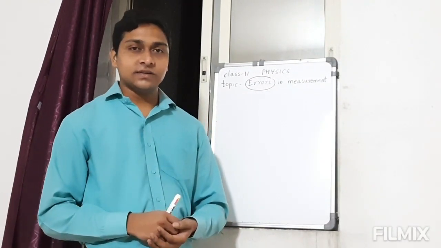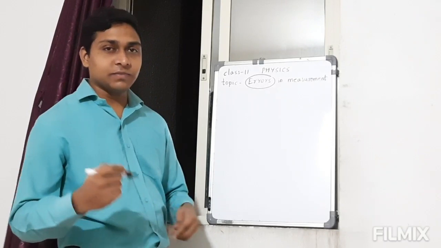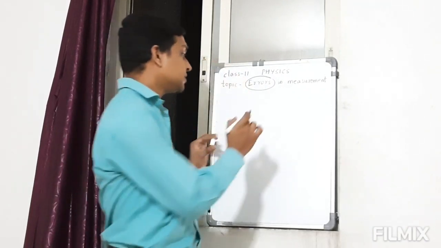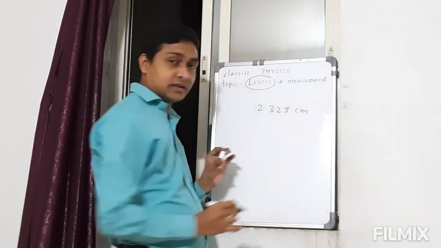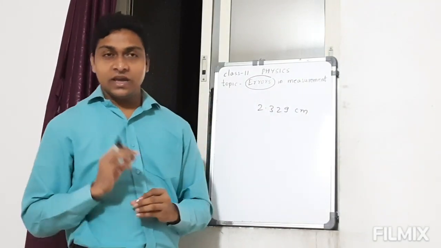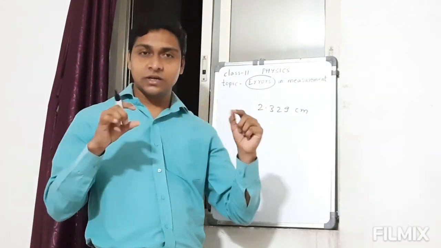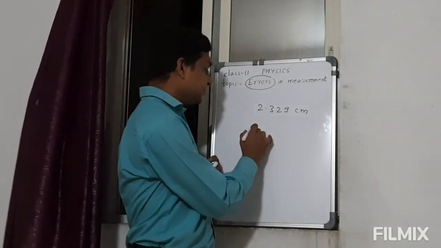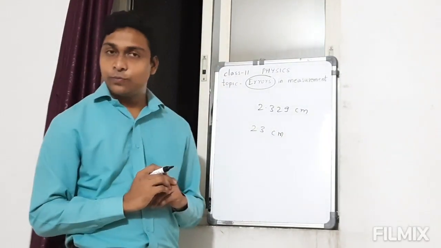One more thing is there, that is precision and accuracy. Suppose the length of this pen cap is about 2.329. This is the actual correct length of this cap, 2.329 centimeter. If I want to measure this with a small scale, the 15 centimeter scale we are using, it may say 2.3 centimeter.